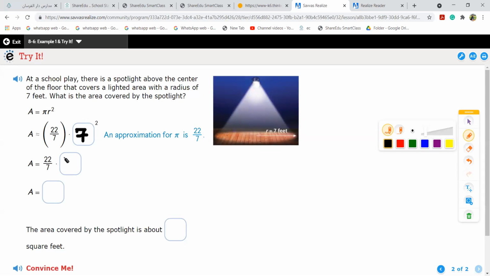Yes, miss. So it is 7 square. What is 7 square? 7 square means what? 7 times 7. 49. Yes, so I simplify 7 times 1 and 7 times 7. So we are left with 22 times 7. That is 154. And the area covered is 154 square feet.